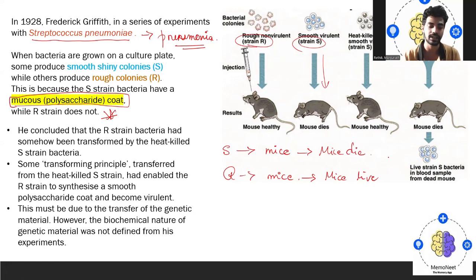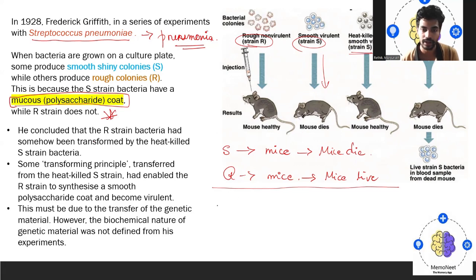So Griffith was able to kill the bacteria, and next he conducted the experiment where he killed the bacteria. Both the bacteria were killed. After that, he took the heat-killed S strain bacteria, as you are seeing here, and injected it again into a healthy mouse. As a result, what would he observe?